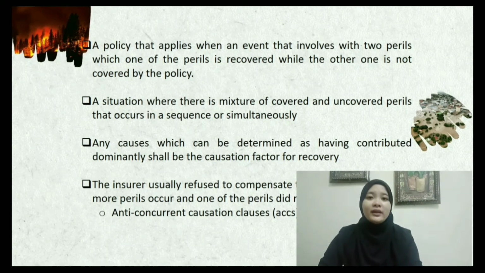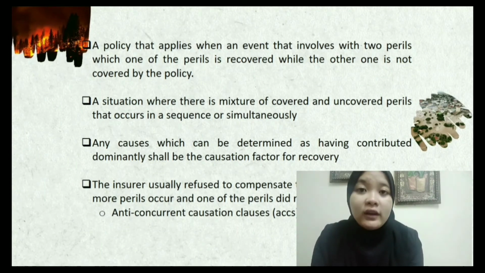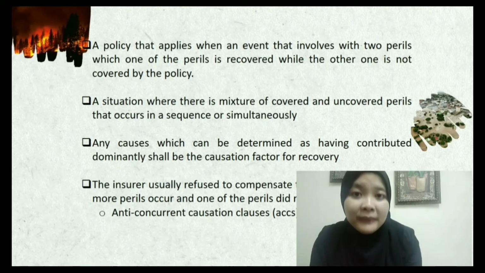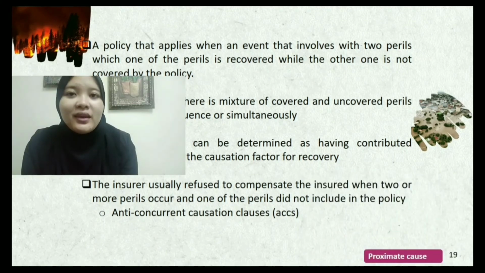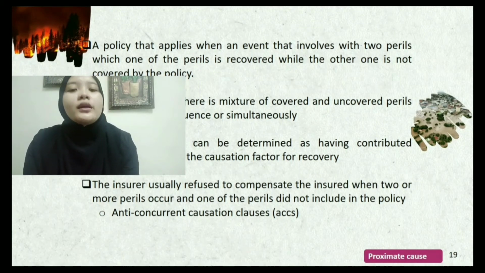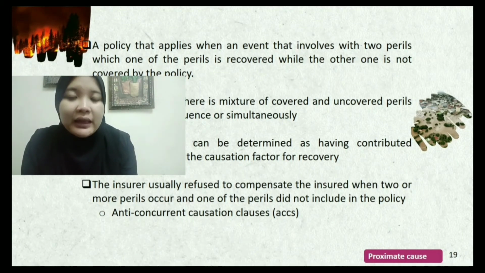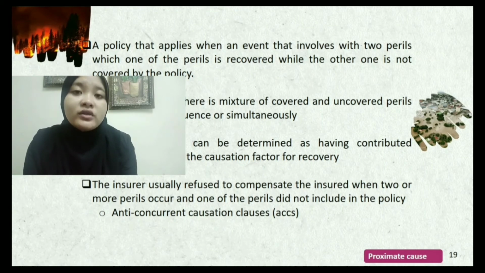Okay, for this one, the court will look at the concurrent cause of the loss. If the concurrent cause of the loss suffered by the insured is covered by the policy, then the insurance company must pay for the loss suffered by the insured. However, the loss sometimes might be more than what the insurance company should pay because it occurred due to two perils or more. Therefore, the insurance company includes anti-concurrent causation clauses in the policy.